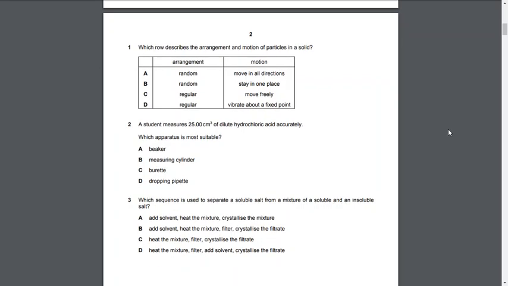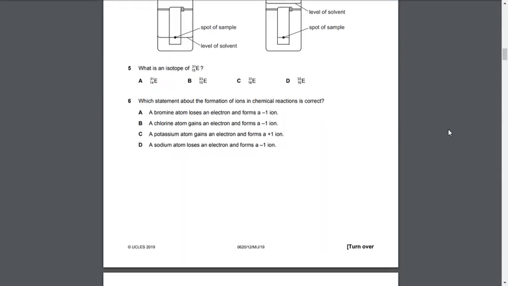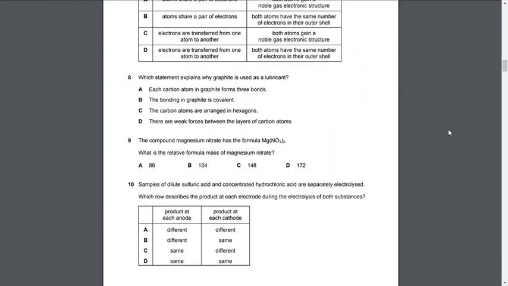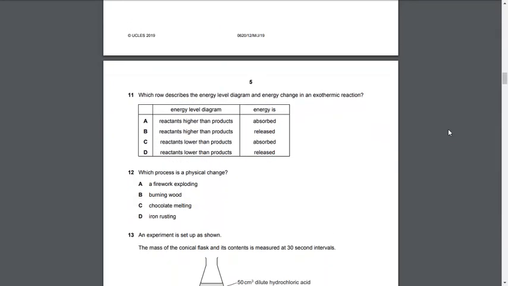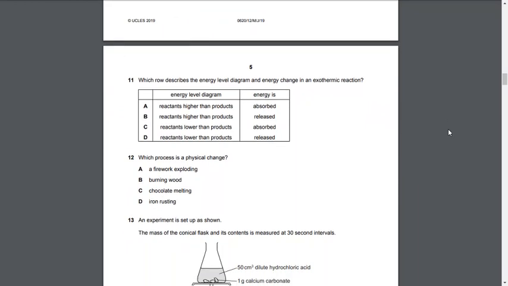So in the first part we did MCQs 1 to 10. Now I'm gonna start up with the 11th one, that is on page number 5. Which row describes the energy level diagram and the energy change in an exothermic reaction?